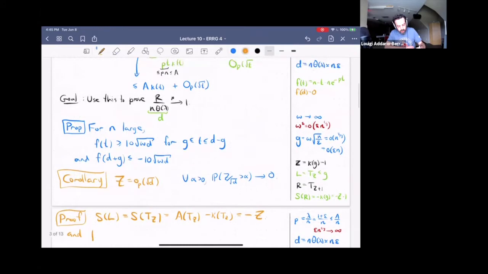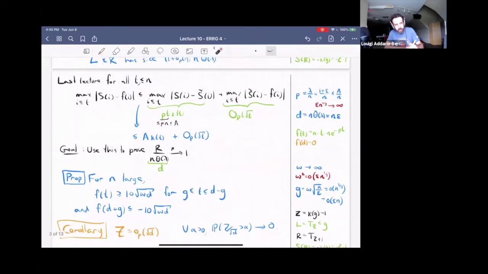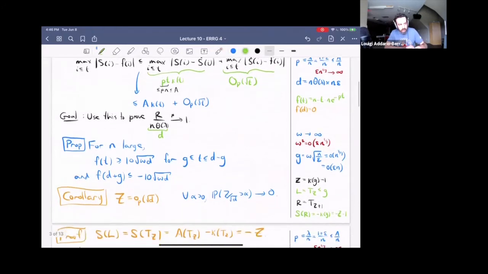And now I'm going to use this bound on S tilde. So this is the last time that S tilde is going to feature in the lecture. That's why I didn't remind you of the definition. I'm going to use that we proved this stochastic bound on the difference between S tilde and f, but after that S tilde will go away. We won't need it anymore.